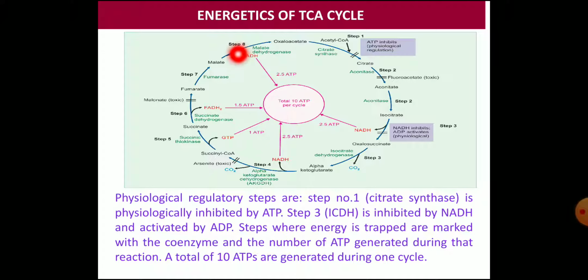and finally that is the malate dehydrogenase reaction step, where NADH plus H is produced, which goes to the electron transport chain and produces again 2.5 molecules. So totally 10 molecules of ATP. Remember, don't make mistakes. One cycle of reactions of the TCA cycle will produce 10 molecules of ATP. Okay.